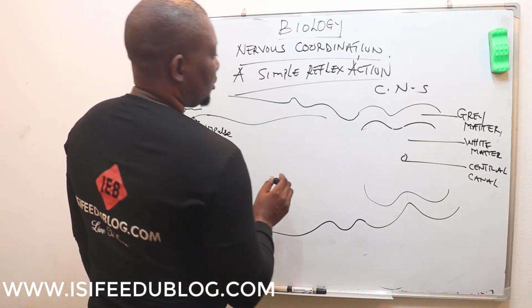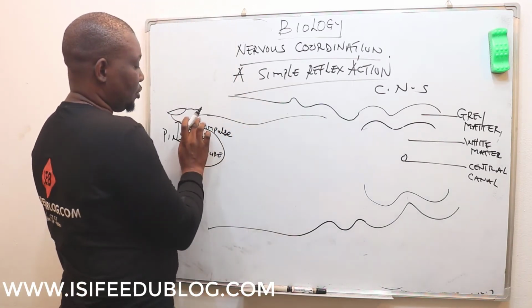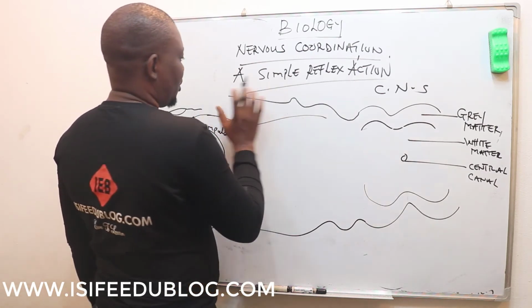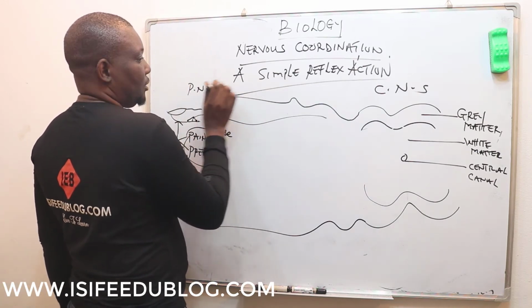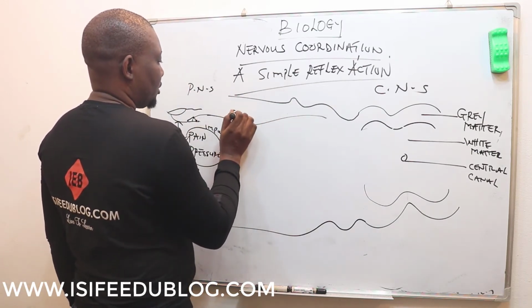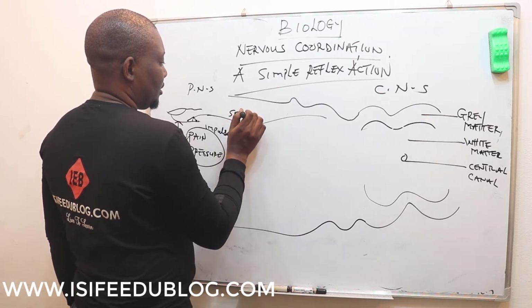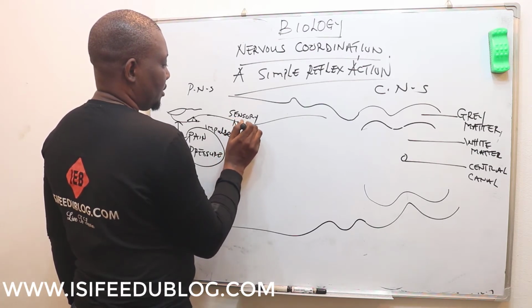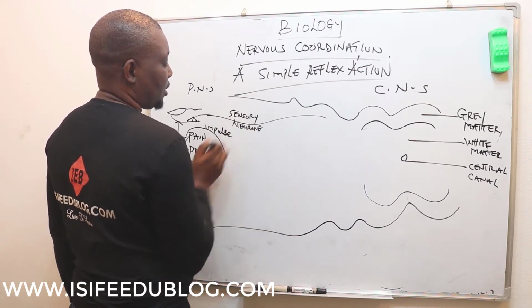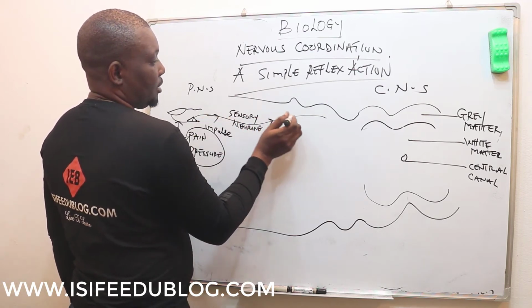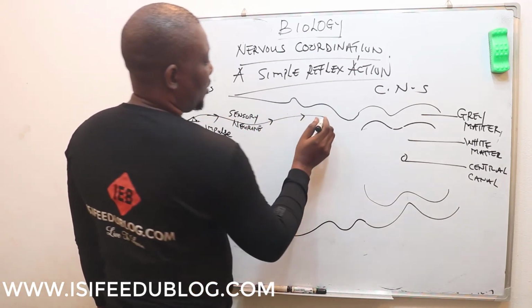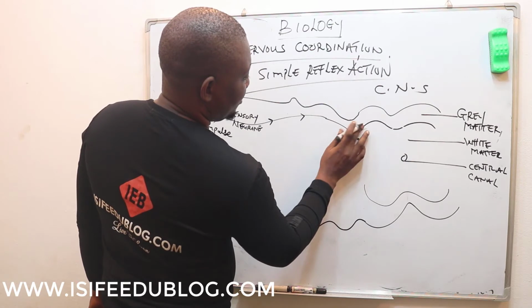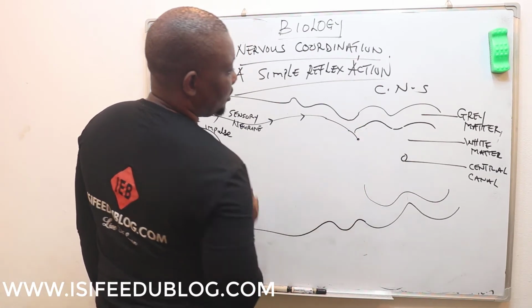Okay. Now, this neuron that has converted these pains and pressure into impulse, taking them from the P.N.S. to the C.N.S., is called what? The sensory neuron is doing that. The sensory neuron, okay? So impulses are moving, and they will first get to the white matter and now descend into the gray matter.